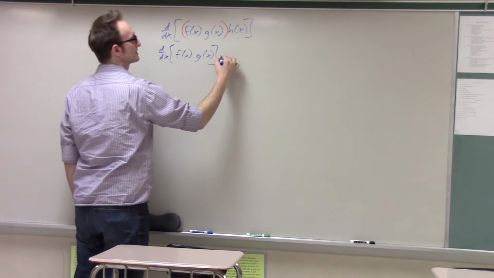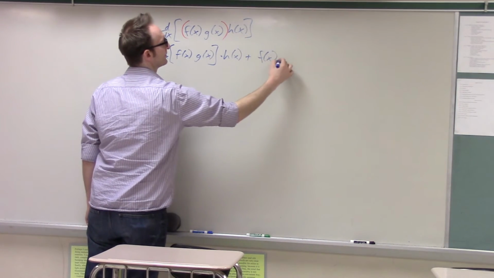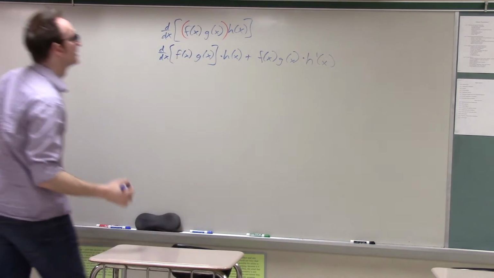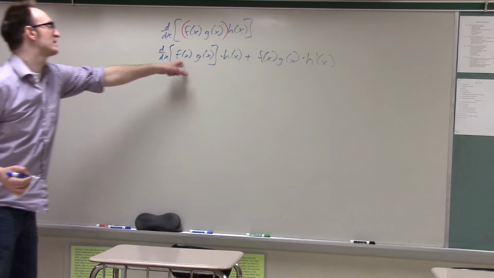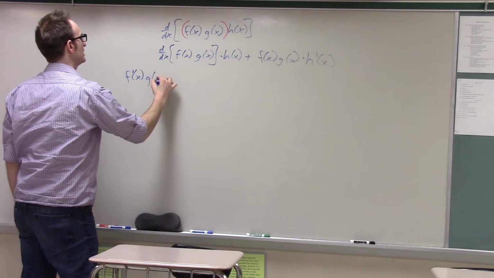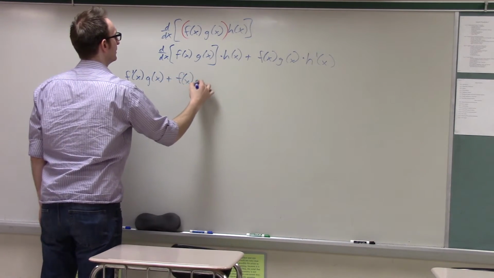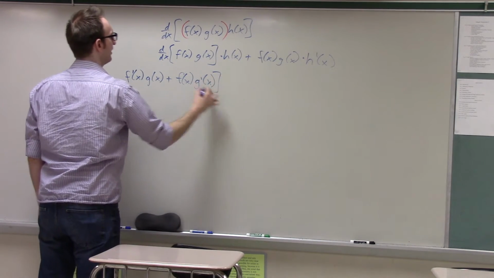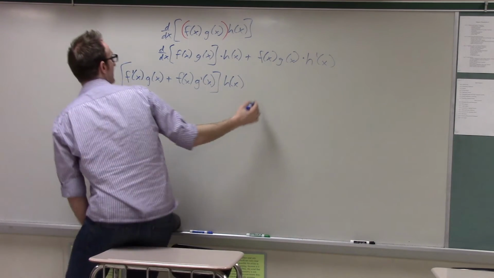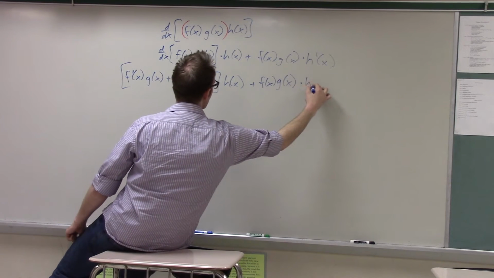times the second plus the first, so f of x, g of x, times the derivative of the second. But then, of course, this requires the product rule, so that's f prime g plus g prime f. And then all of that is times h of x. And then I still have this plus f of x, g of x times h prime of x.